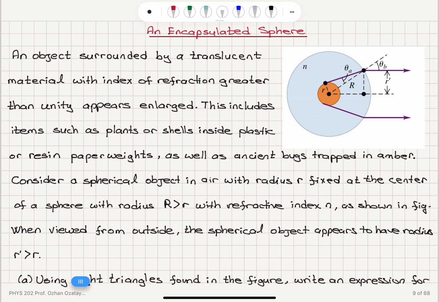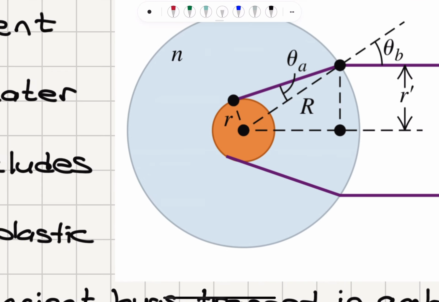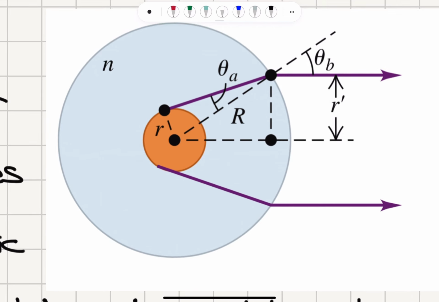Using right triangles found in the figure, write an expression for sine theta A in terms of r and capital R. What is theta A? So theta A is the angle this beam makes from the top of this object with respect to the central axis.